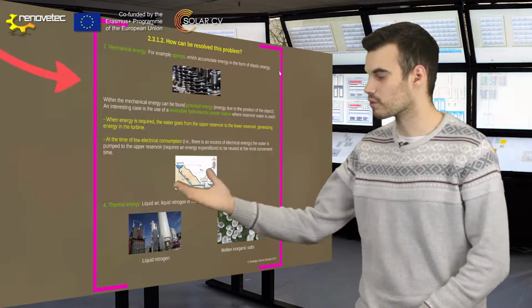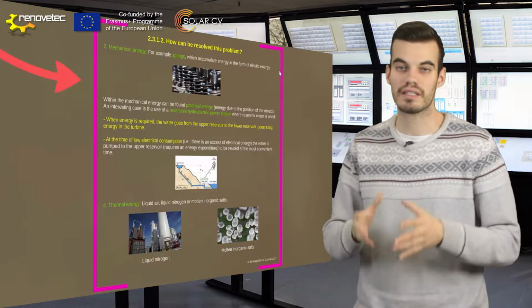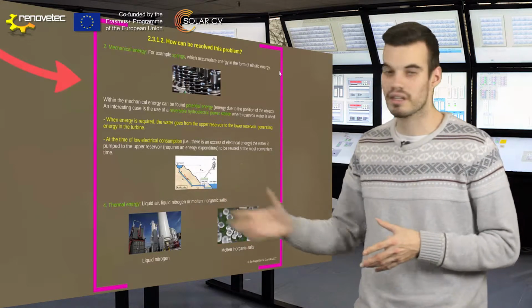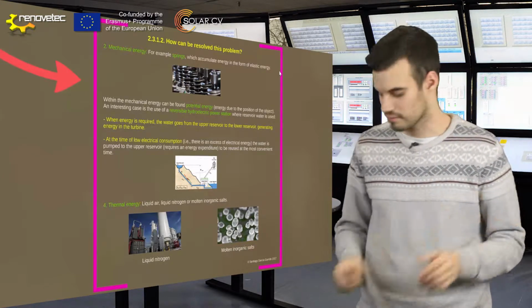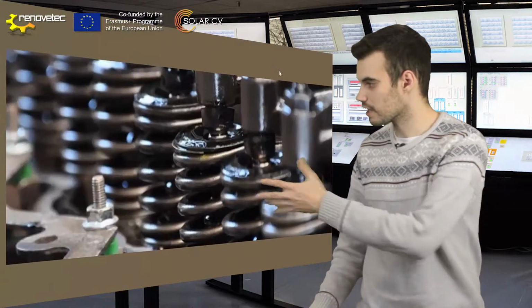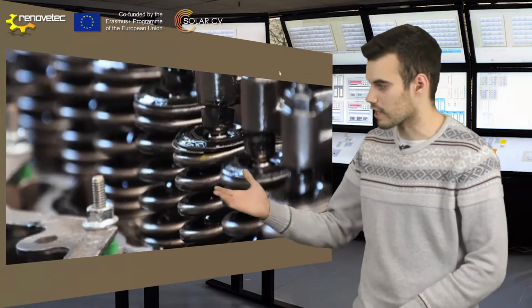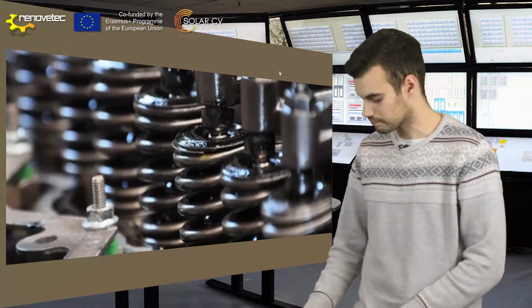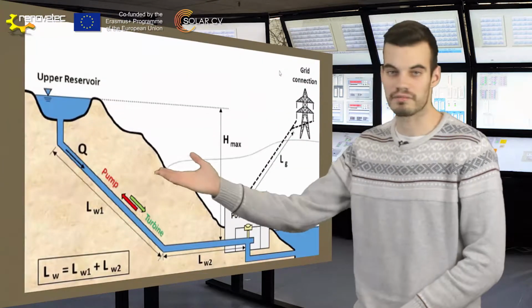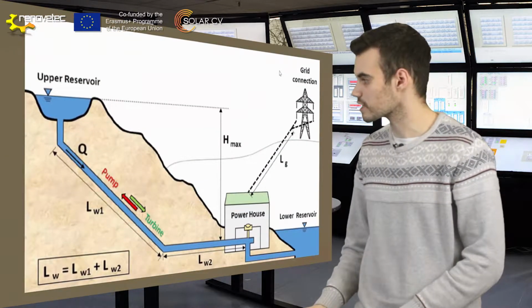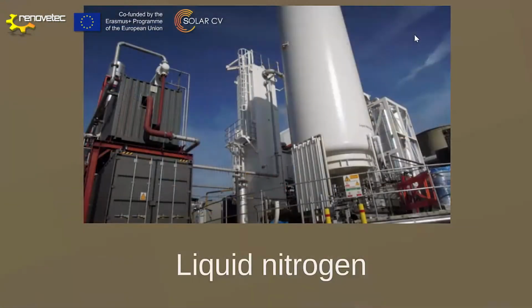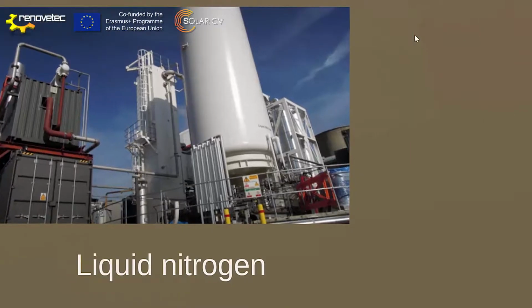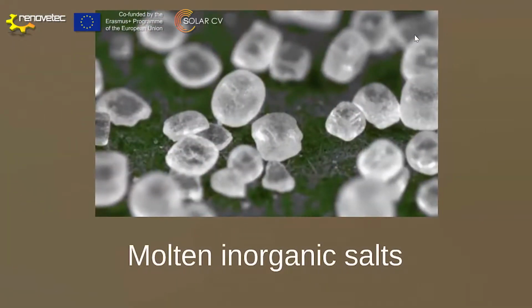And finally, we are going to consider thermal energy. Thermal energy can be stored in liquid air, liquid nitrogen, or in our case, in molten inorganic salts. Here we can see the springs, which are able to store mechanical energy. Here the reversible hydroelectric plant. Here liquid nitrogen, this is the tank. And here molten inorganic salts.